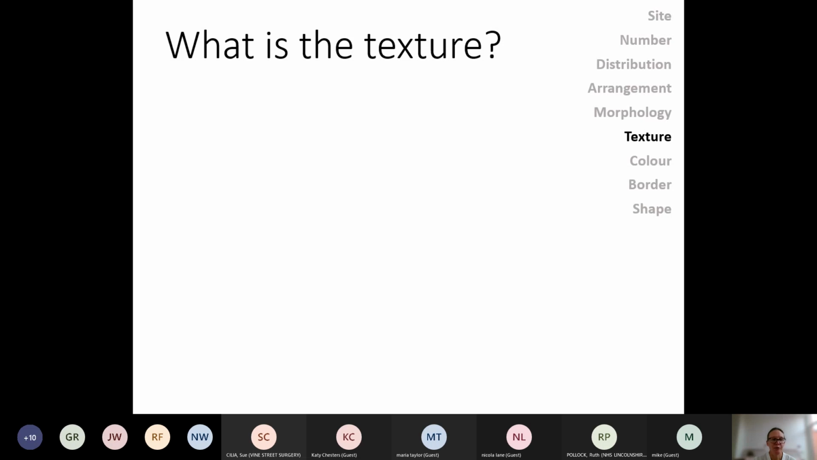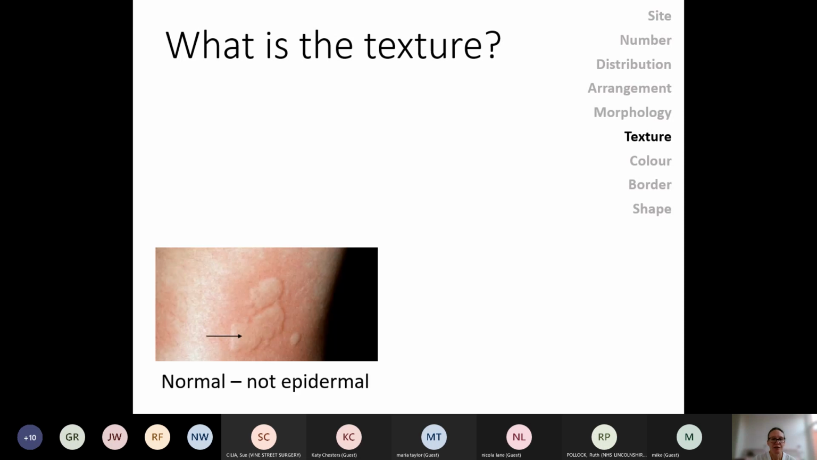We said when we were examining someone that we should inspect and then palpate the skin, touch the skin, and that's to get an idea of the texture. In some skin conditions, the skin surface feels normal. Like this picture here, if you felt that skin, the raised bit would feel the same as all the other skin. That's really important when you're thinking about what could be causing it, because that means it's not something that affects the top layer of skin. It's something going on a bit deeper, and that's why we can't feel the difference.